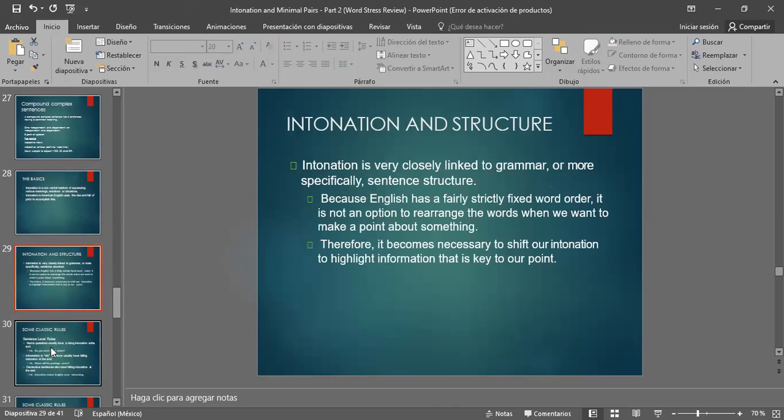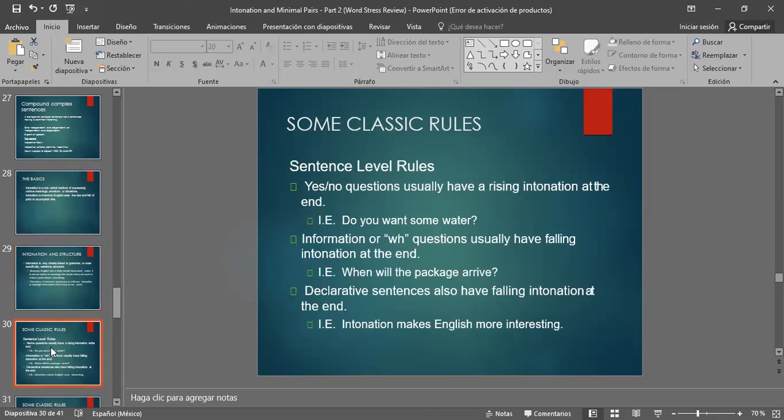It says right over here, intonation is very closely linked to grammar, right? That's why we have explained some grammatical topics. Pero no haberlos aburrido con la gramática. Then you have this one, some classic rules, right? Sentence level rules, yes/no questions usually have a rising intonation at the end. Do you want some water? Information or WH questions usually have falling intonation at the end. Got it? Like, when will the package arrive?